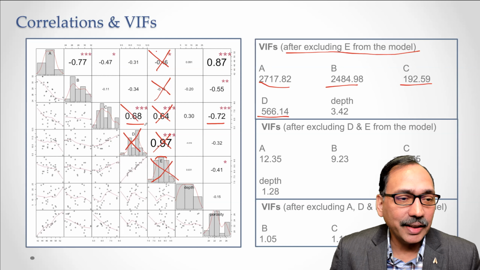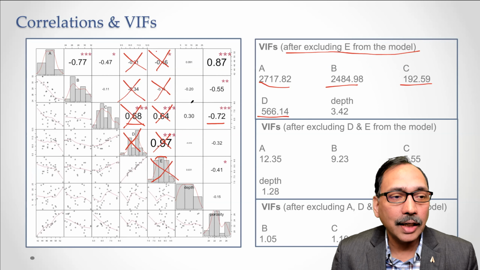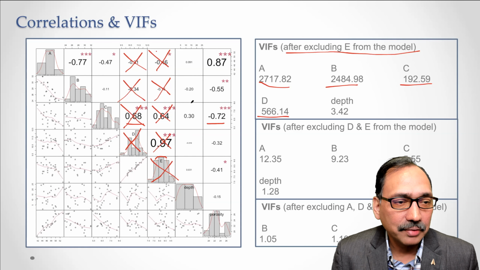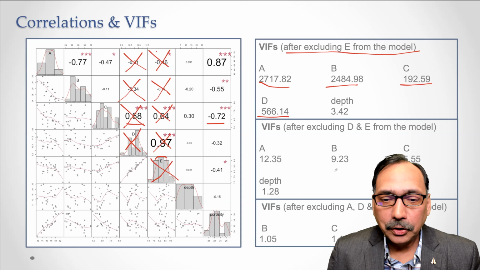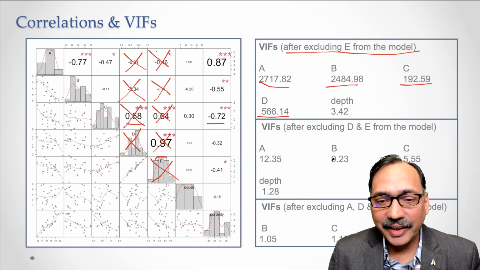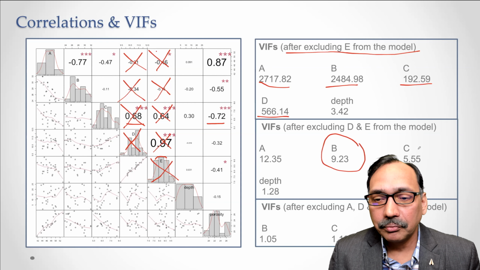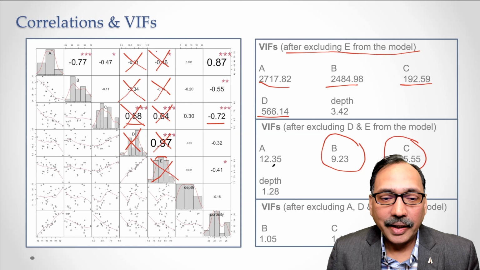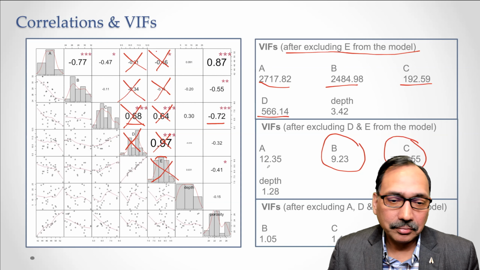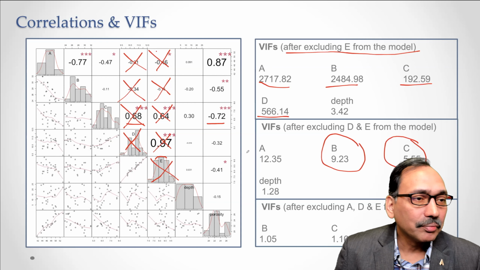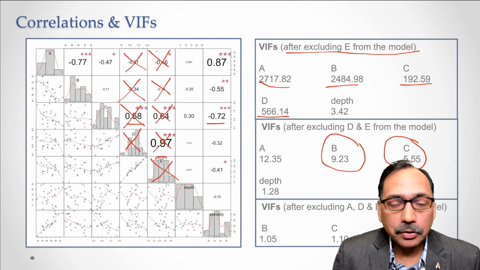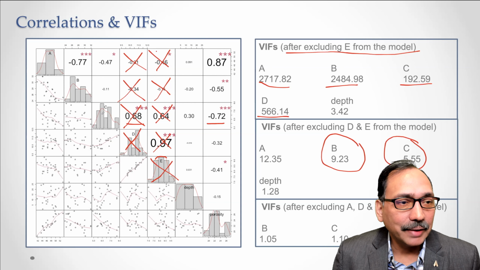So when you eliminate D from the model, then even if there are 1-star, 2-star, 3-star correlations, all that column goes away. And you can see just by eliminating D, VIF for B came down significantly. C also is now under 10 and A is more than 10 still. So now the choice is only between A, B and C.